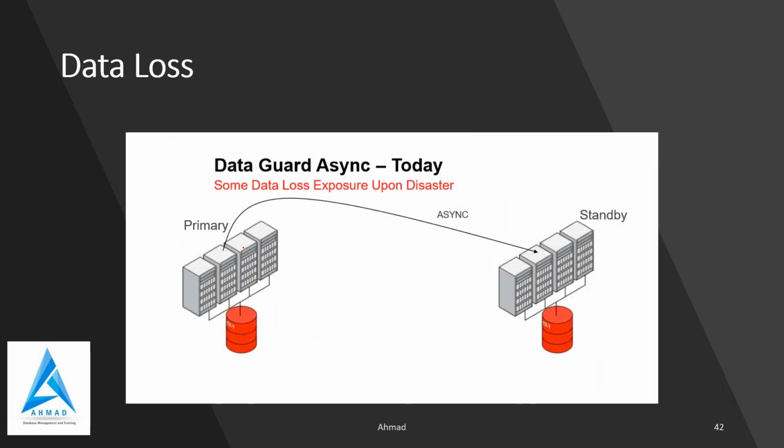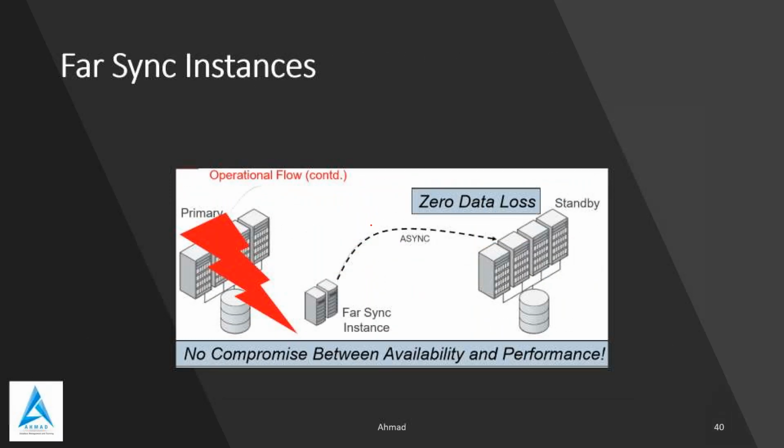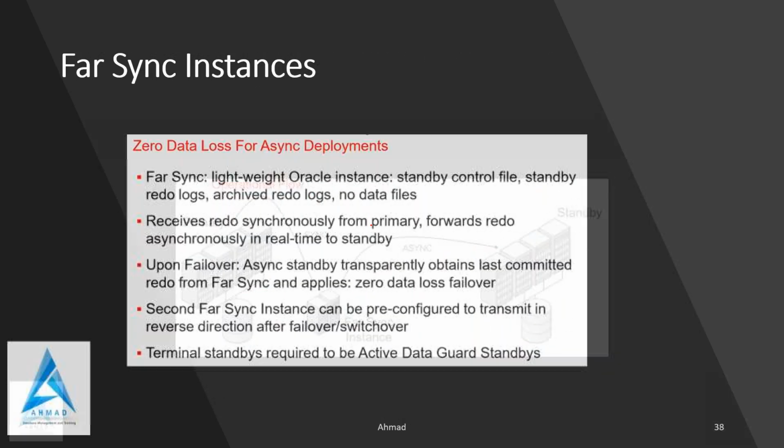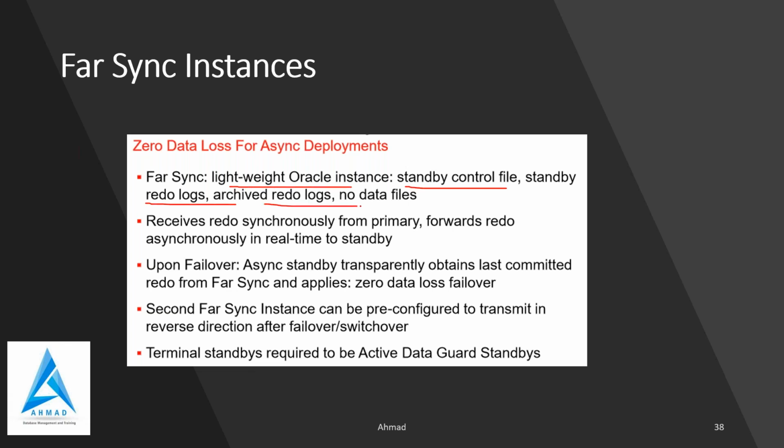And if you have asynchronous, there is nothing to worry about, but there is some data loss exposure upon disaster. So that is data loss with asynchronous. So what is the benefit of Far Sync? Far Sync is a lightweight Oracle instance with a standby control file, standby redo logs and archive redo logs, but no data files. It receives redo synchronously from the primary and forwards redo asynchronously in real time. So that is the difference.